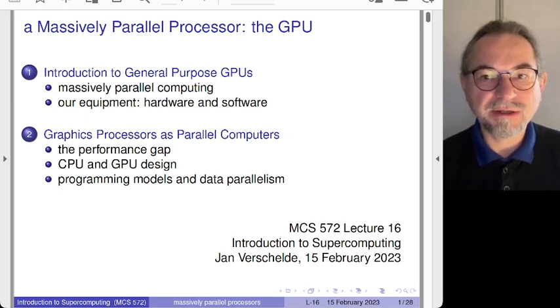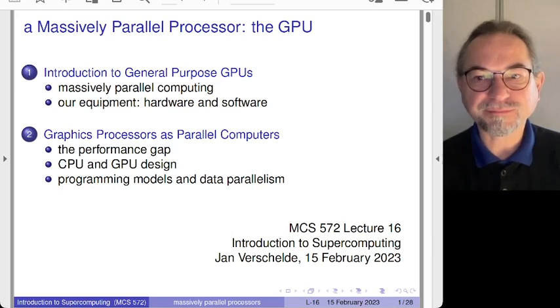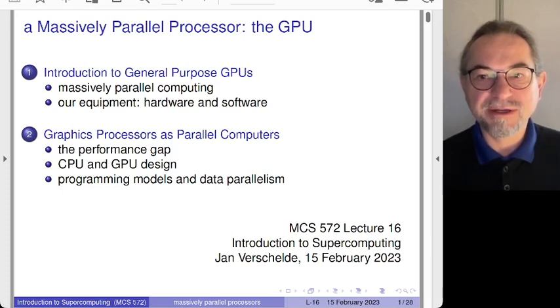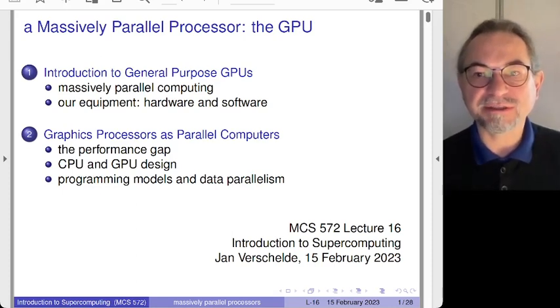introducing the differences between the central processing unit, the CPU, and the graphics processing unit. So the title of the first section is the general purpose GPU. So general purpose to make somehow the distinction with the graphics processing tasks.